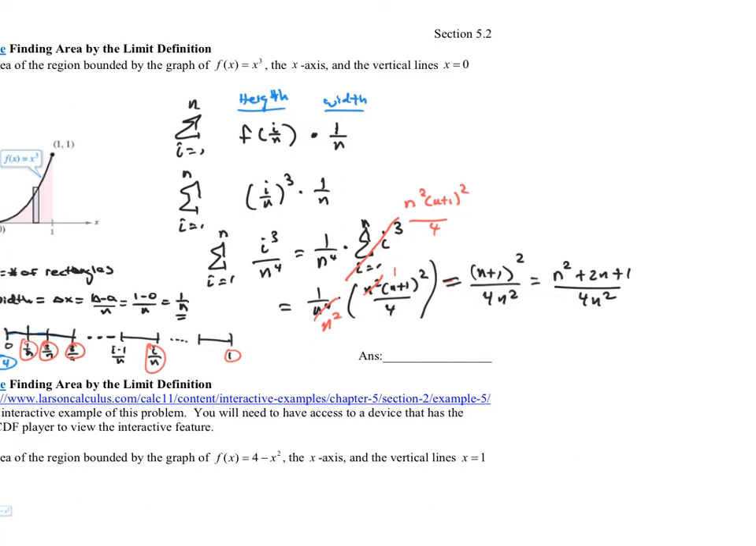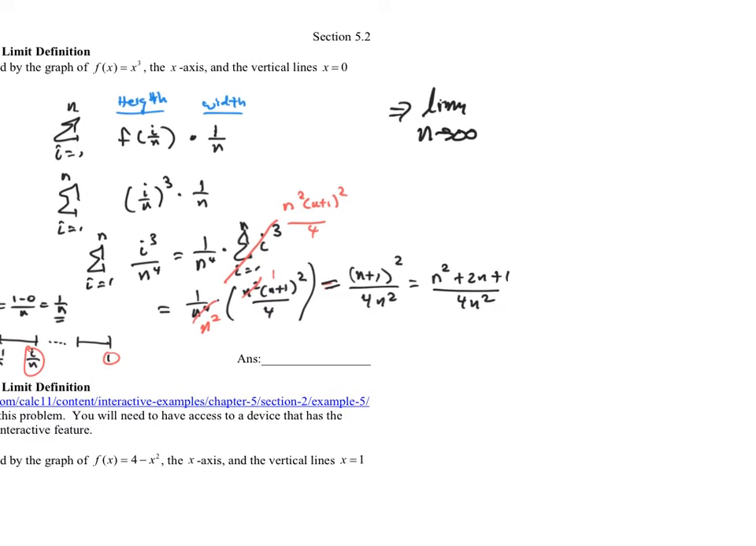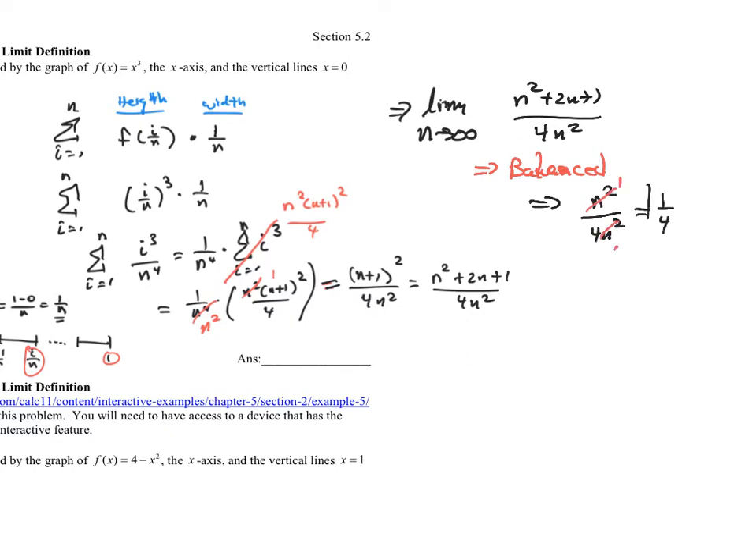We wanted to move the number of rectangles to be infinite. So what we need to look at is the limit as n goes to infinity of that answer. So the limit as n goes to infinity of (n squared plus 2n plus 1) all over 4n squared. Well, I know that that is balanced. And if it's balanced, I know it converges to the ratio of the leading coefficients. So just take the leading terms, n squared over 4n squared. So that's going to go to 1/4.